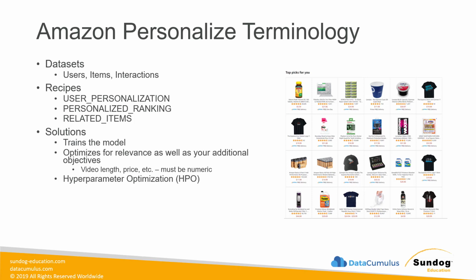Or maybe I'm recommending videos, and my objective is to get people to watch more videos and spend more time on my service. In that case, maybe video length would be an additional objective that I give the system to optimize for. So relevance is always a piece of it, but you can tell it I also want to optimize for other things, and you can control how much that counts. So as long as it's some numeric field, it doesn't matter what it is, you can introduce that as an additional objective to Amazon Personalize in addition to personal relevance.